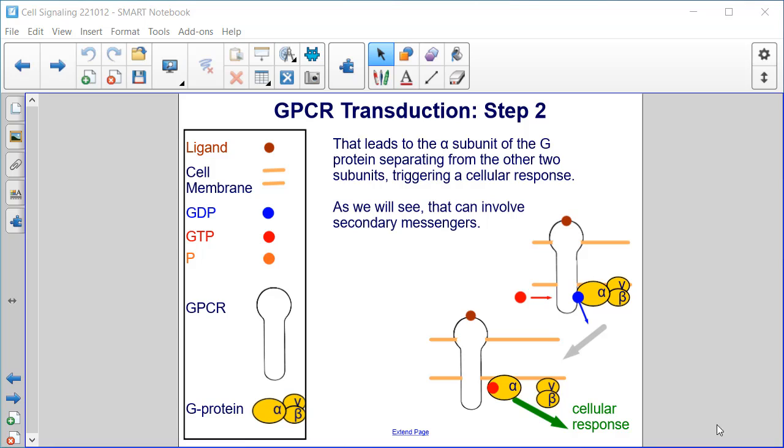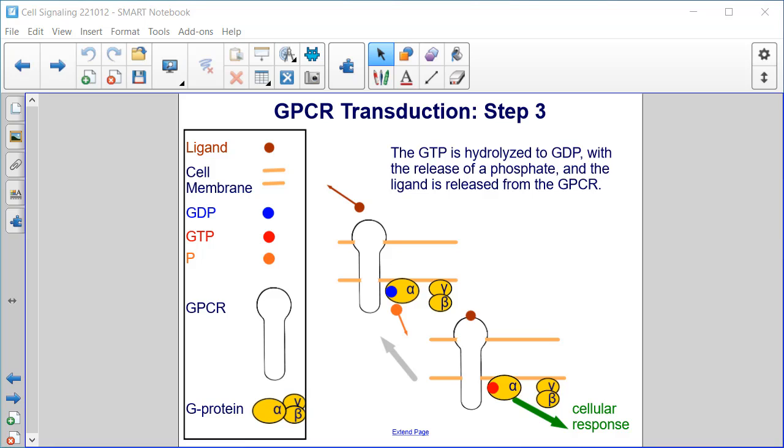Step 2, once the GTP binds to the G protein, displacing the GDP, the alpha subunit of the G protein separates from the other two units, as seen here, triggering a cellular response. As we will see, that can involve secondary messengers.